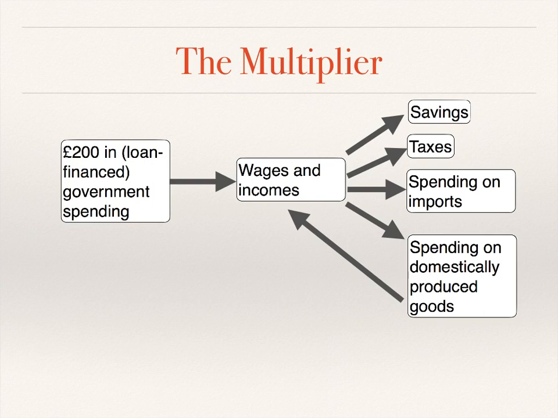Because if you think about what happens to the wages and incomes that government spending creates, well, different things happen to them. Some of the wages and incomes will be saved. Some will get paid back to the government right away in taxes. Some will be spent on imports. And none of those things help to increase output in the economy or increase employment in the economy. However, a chunk of them will be spent on domestically produced goods.